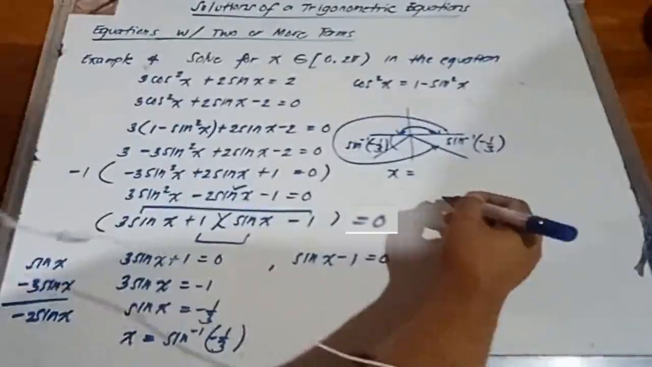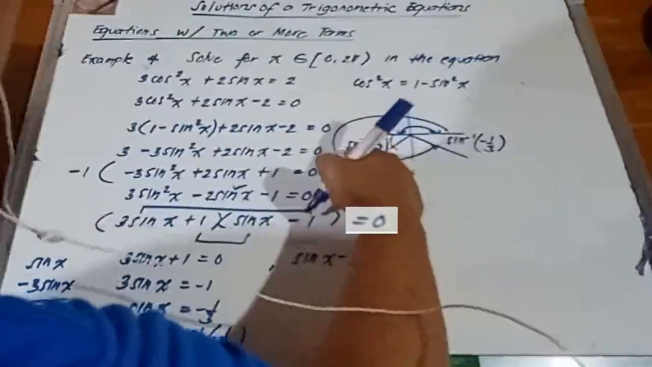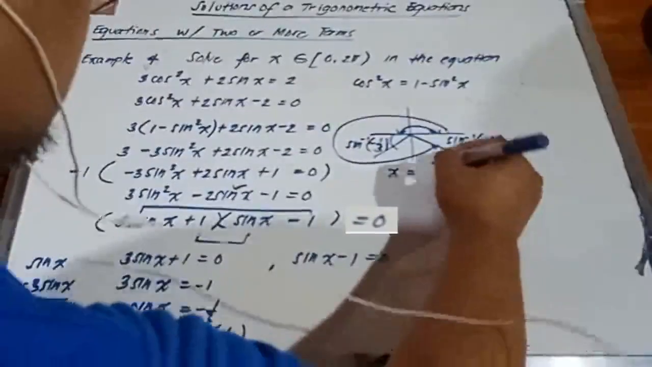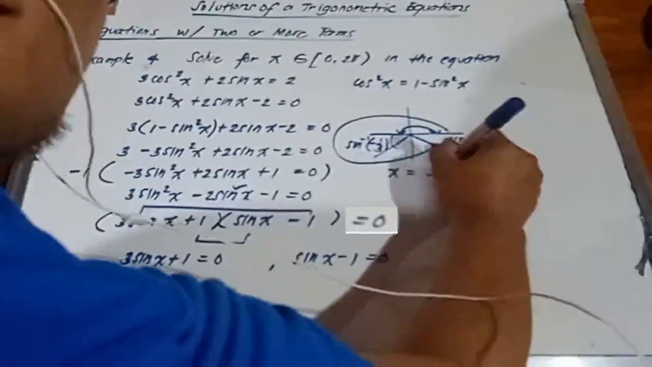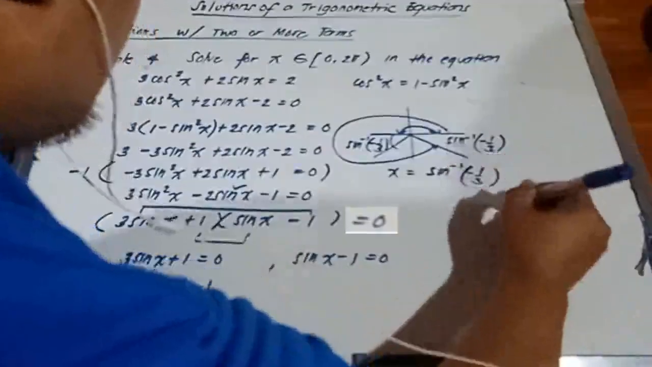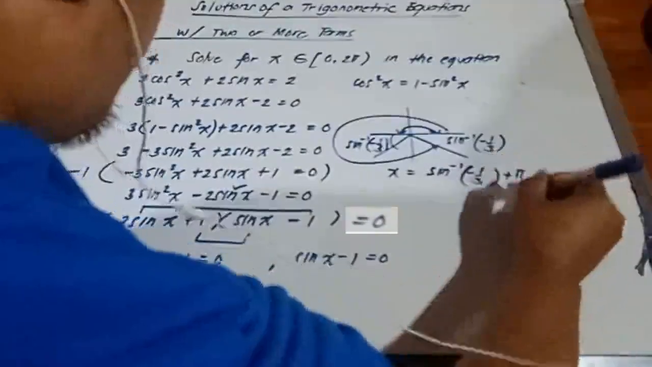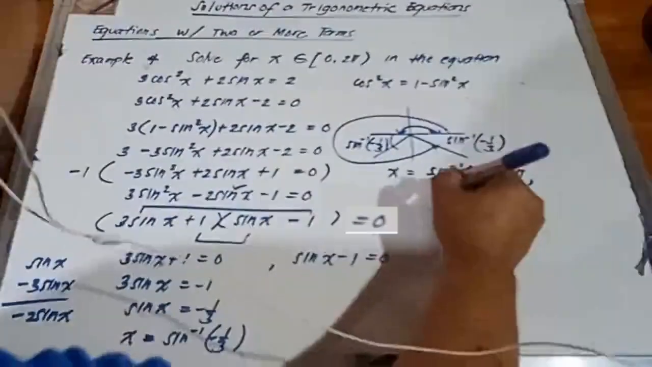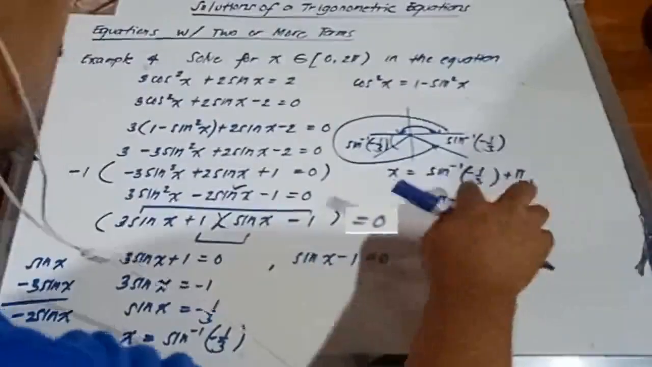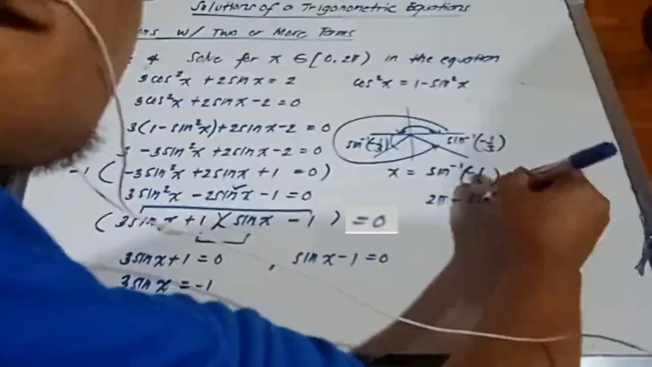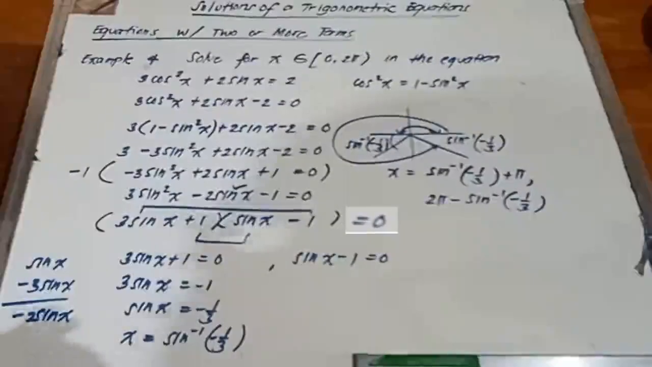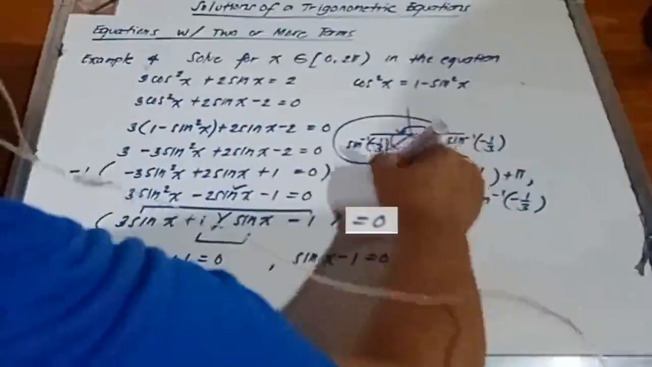Therefore, ang ating solution ay this angle na to, x na yan, di ba? So, x is sine to the negative 1 of negative 1/3 plus pi. At yung isa, 2 pi minus sine to the negative 1 of negative 1/3. Okay? Yung sagot natin, dalawa.